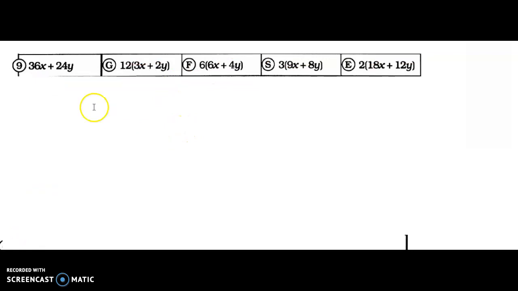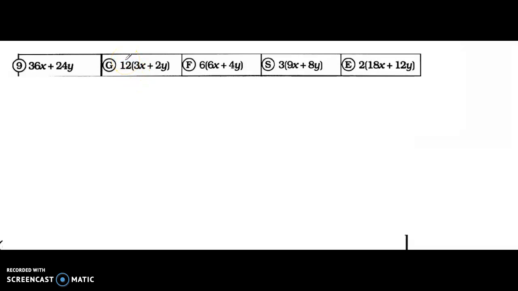All right, here's number 9. So 36x plus 24y. Can I combine these? No, right? Because I have an x and I have a y. You cannot combine them. They're not like terms. If this was 24x, I could totally combine them, but it's not. They're separate. So I'm going to see which one of these. Look, none of those match this right now. So I'm going to have to distribute on all of these until I find one that doesn't match. So let's do this one first.